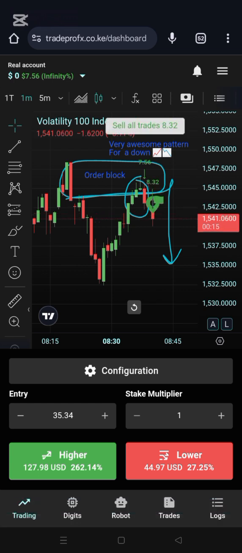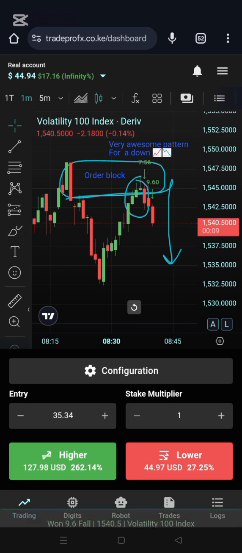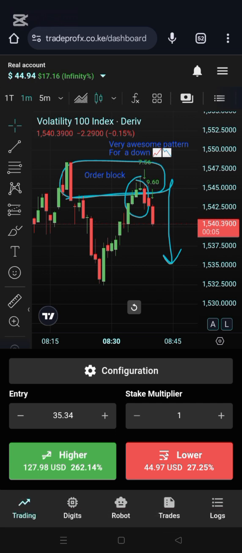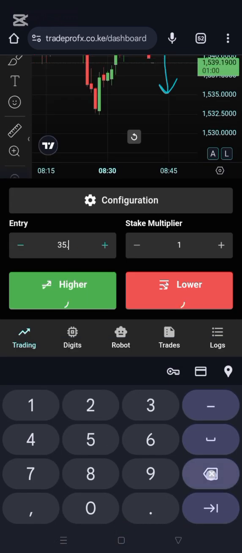That's the point. Red entry, and you continue waiting for the wins. That's the entry. You continue waiting for the wins. That's the entry. You can see the entry, how it's very perfect, only showing green, and we have won that.